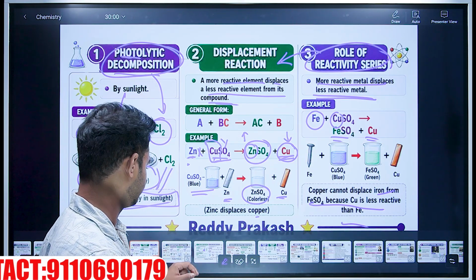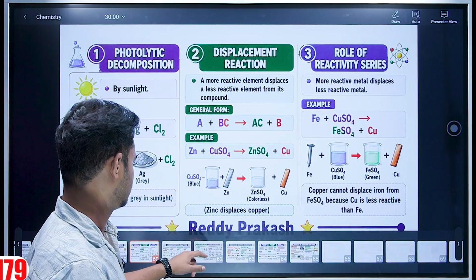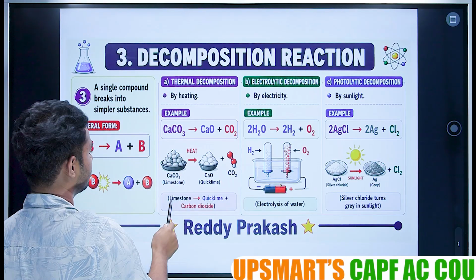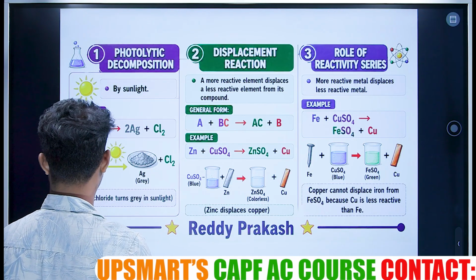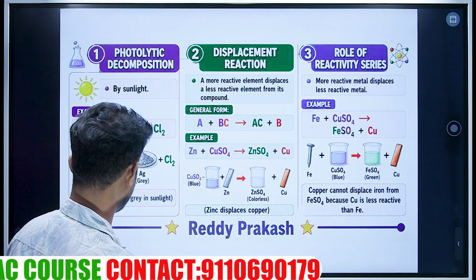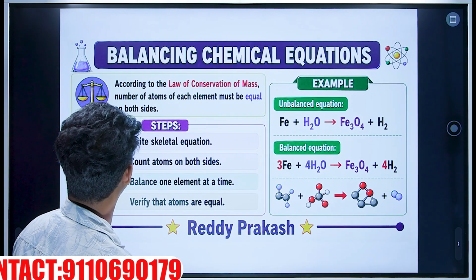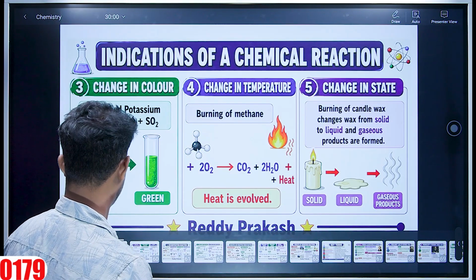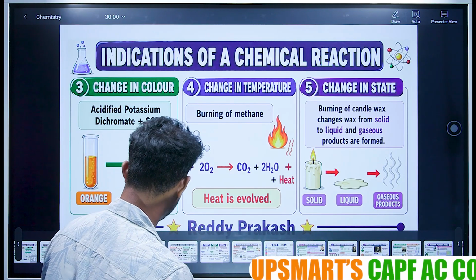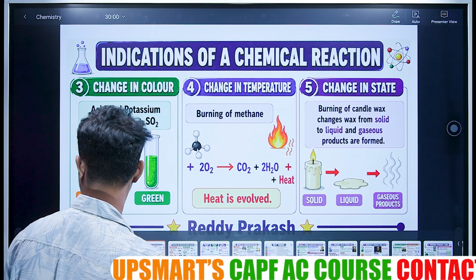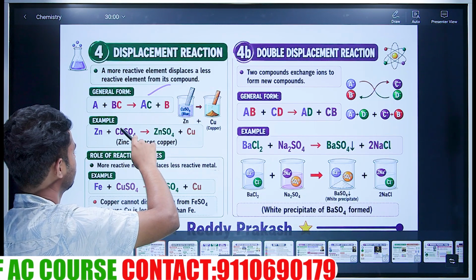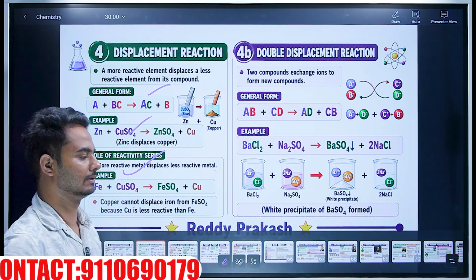And next, double displacement. This we discussed: the general formula, example, and role of reactivity series.